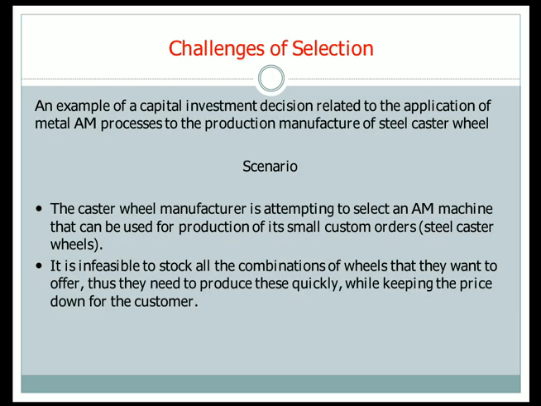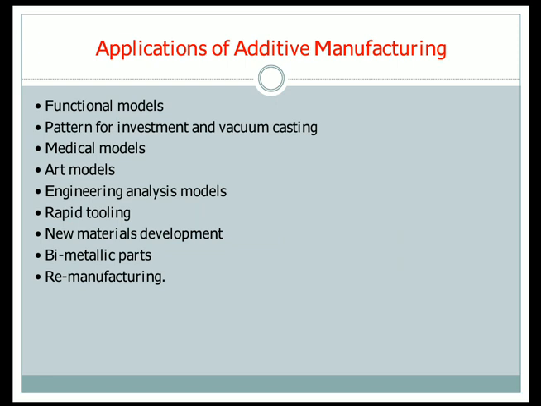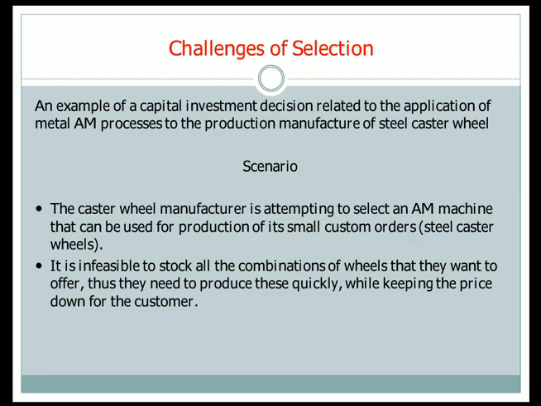So next, challenges of selection. While selecting, there will be some challenges encountered. An example of a capital investment decision related to the application of metal additive manufacturing processes to the manufacture of a steel caster wheel. So this is a scenario, a live example.